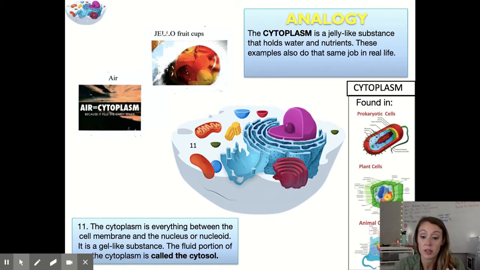Now there are important things that are inside that fluid, like salts and sugars and all of those things that our cell needs to function, all right? So that's why we have to have that cytoplasm. It also kind of acts like a little bit of a cushion, right, to protect our organelles, all of our other organelles, okay?